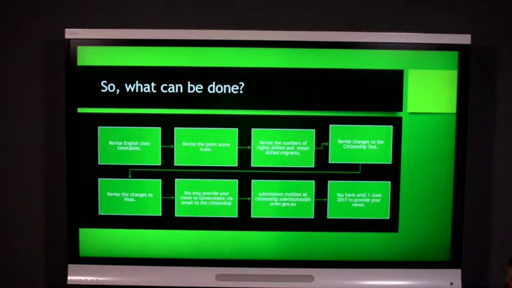Now the last three boxes, apparently you can write to the government asking them to look at changes that you suggest, but the time has run out now. We only have till the 1st of June 2017 to provide our views on why this should be changed.